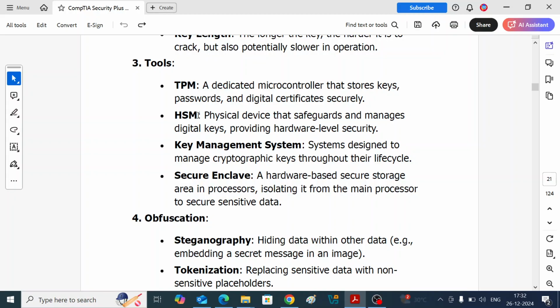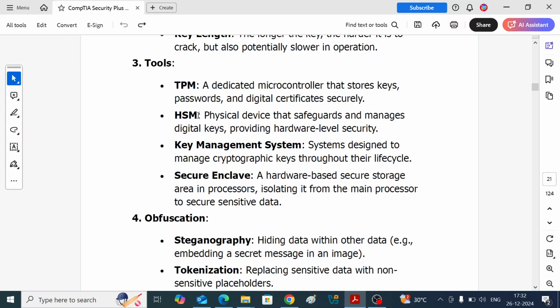With the help of TPM, which stands for Trusted Platform Module, TPM is a hardware chip. It's a hardware chip basically. TPM can generate encryption keys, so it has that capability to generate encryption keys.